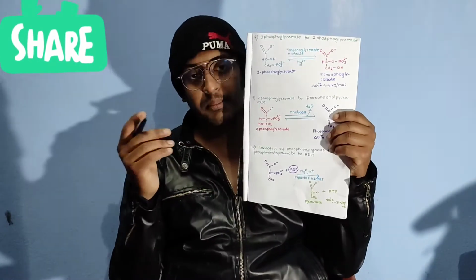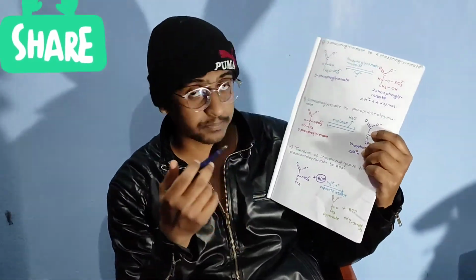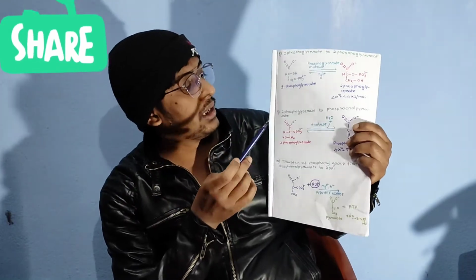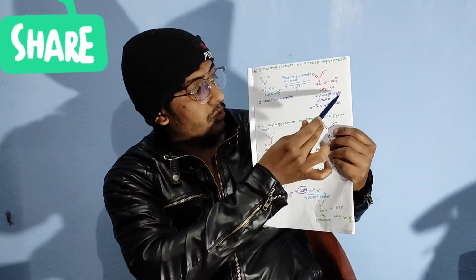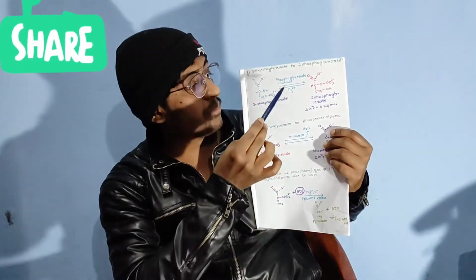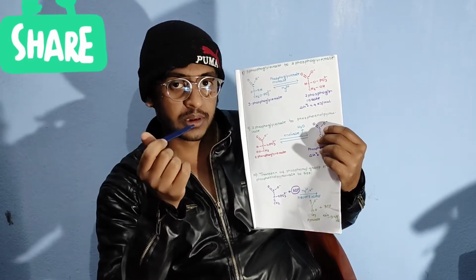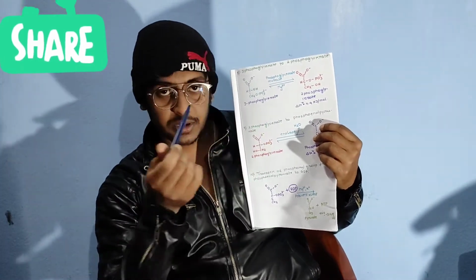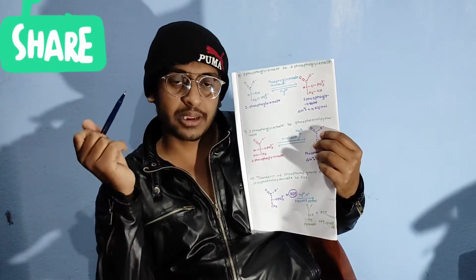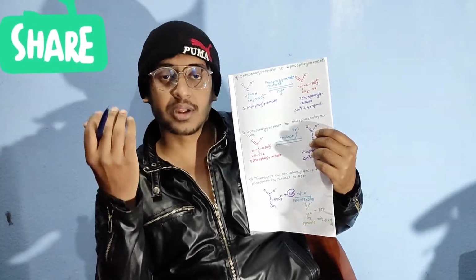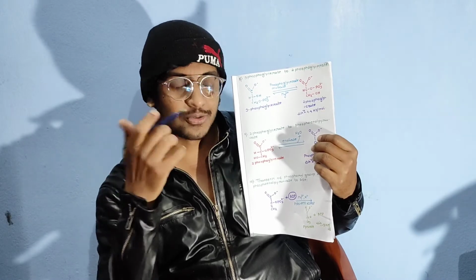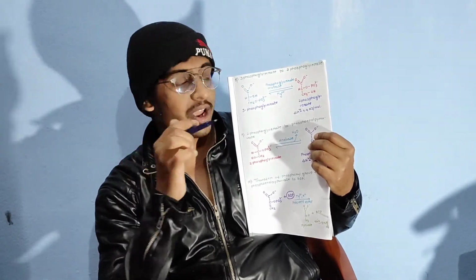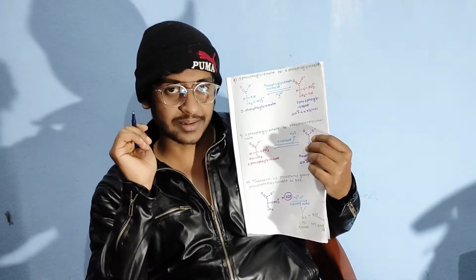Now the third step, or 8th step, of glycolysis: 3-phosphoglycerate is transformed into 2-phosphoglycerate in the presence of the enzyme phosphoglycerate mutase. This enzyme also needs Mg2+ for its function. So in the 8th step of glycolysis and third step of the payoff phase, 3-phosphoglycerate is transformed into 2-phosphoglycerate in the presence of phosphoglycerate mutase.